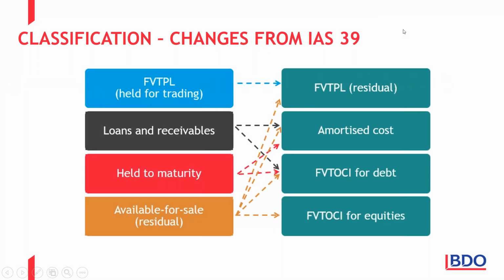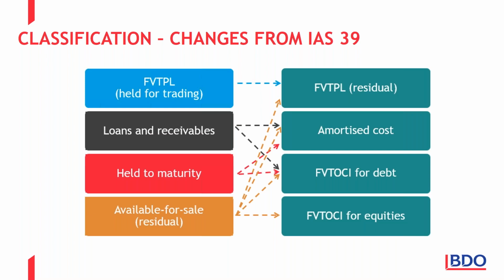Now, first of all, we know that previously under AASB 139 or IAS 39, we had 4 categories of financial assets. We had fair value through profit and loss. We had loans and receivables. We had held to maturity, and we had available for sale. And we know that available for sale was usually the catch-all or the residual category. Under the new, and that's on the left-hand side, those 4 categories.